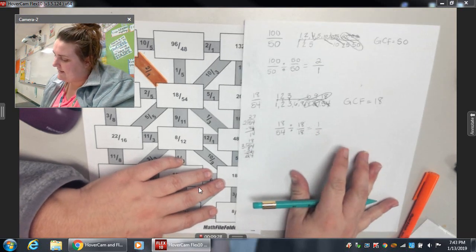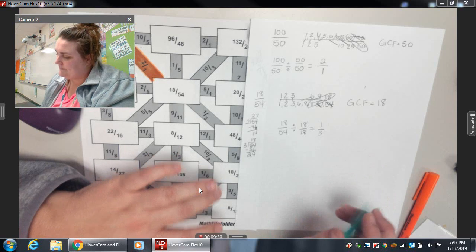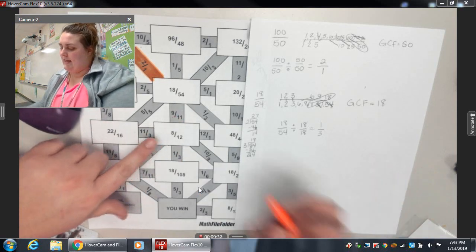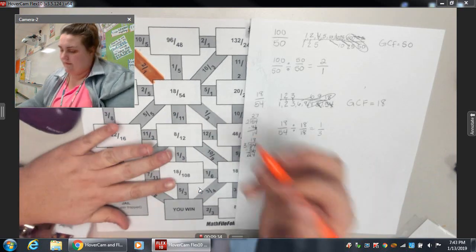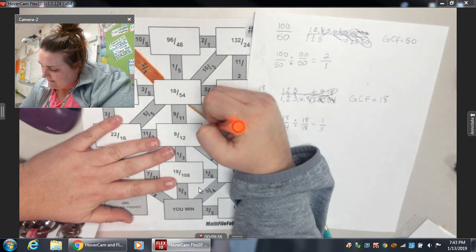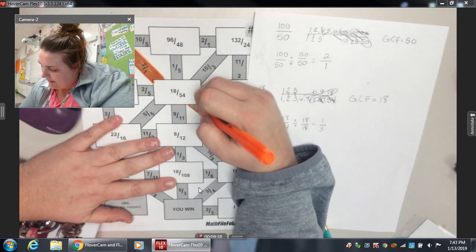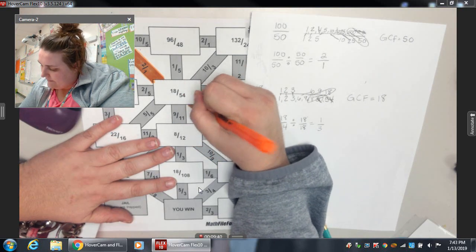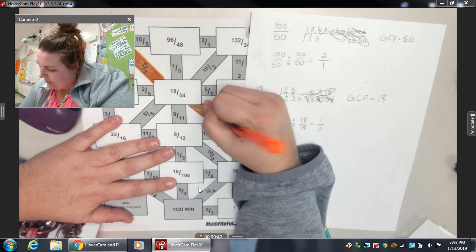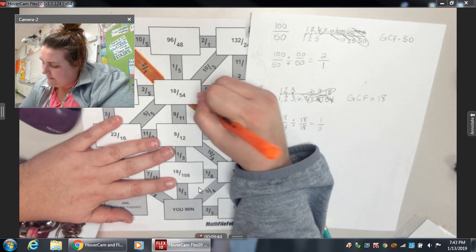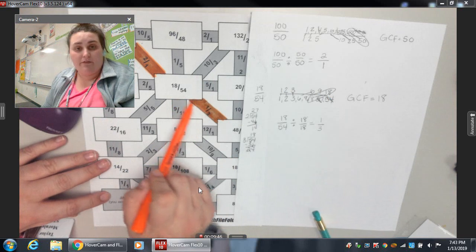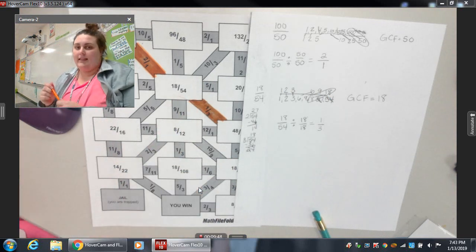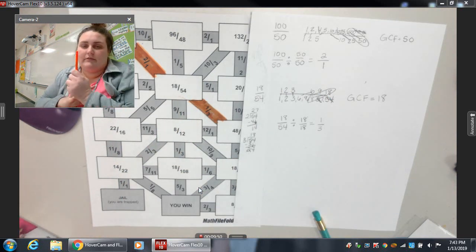And let's see if that's an answer choice. It is. So I'm following my maze. Found 1/3. 18 over 54 simplified equals 1/3. These are called equivalent fractions. And then that's what you do. You just keep going. Okay?